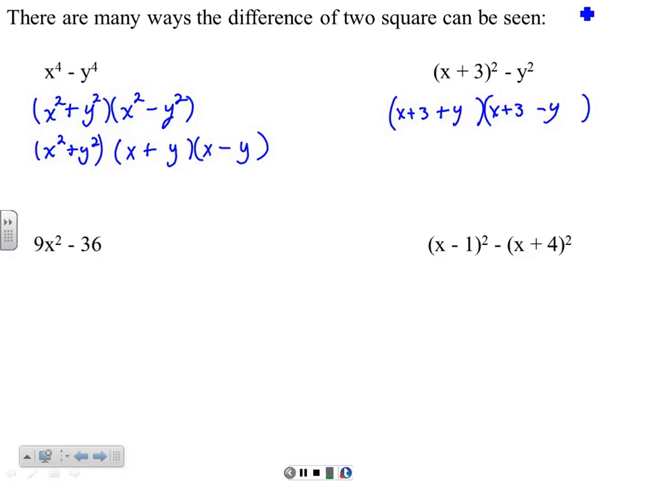If you look at the answers in the back of the book, they're probably going to put it in descending order, which means they would have something like x plus y plus 3 and then x minus y plus 3. But either way. Okay, the bottom left.